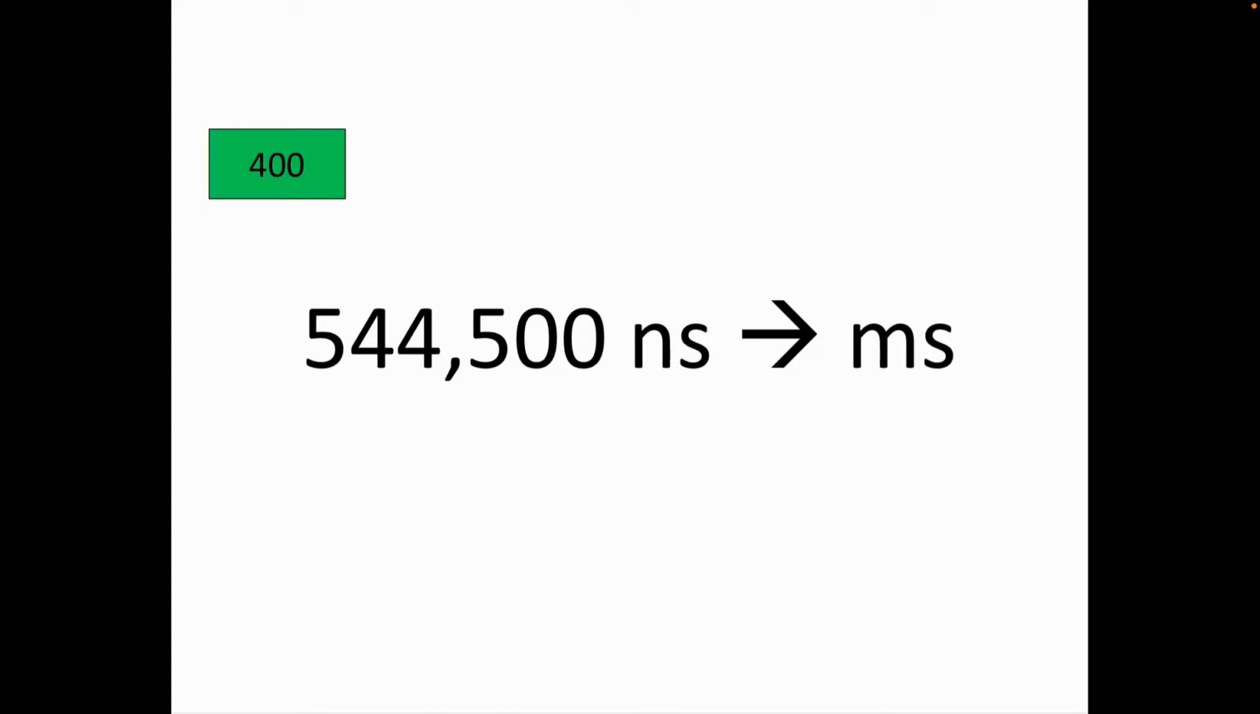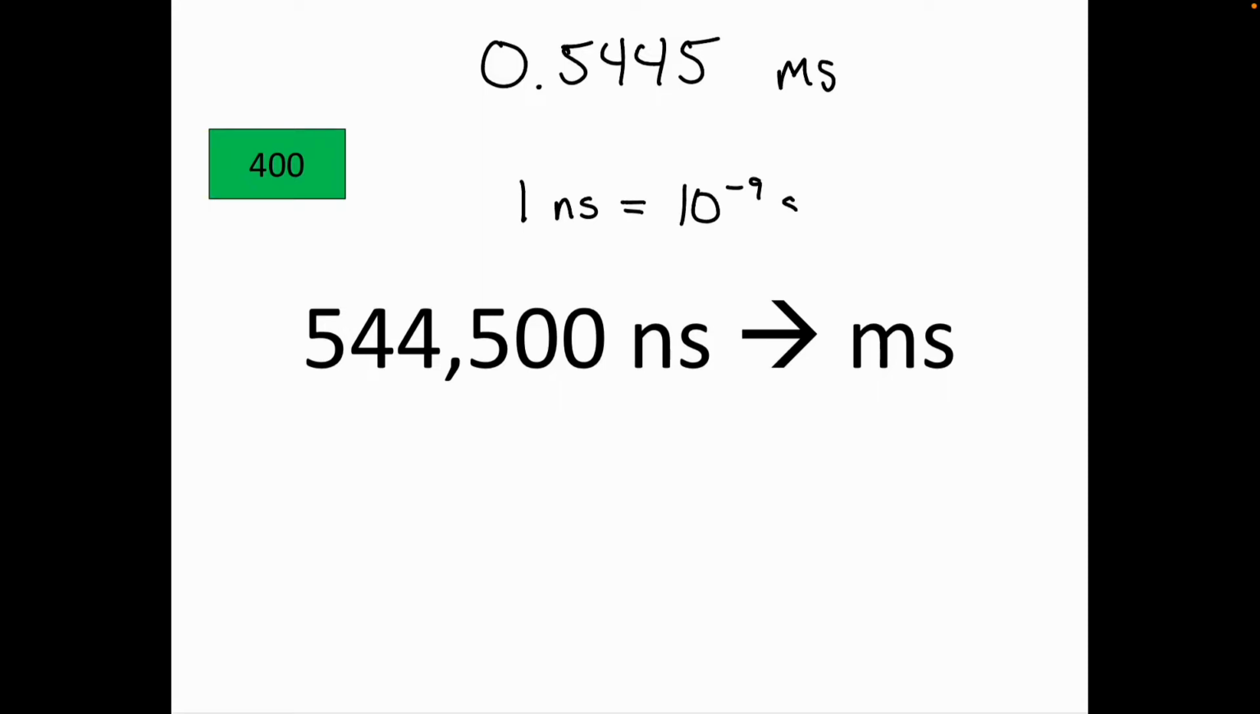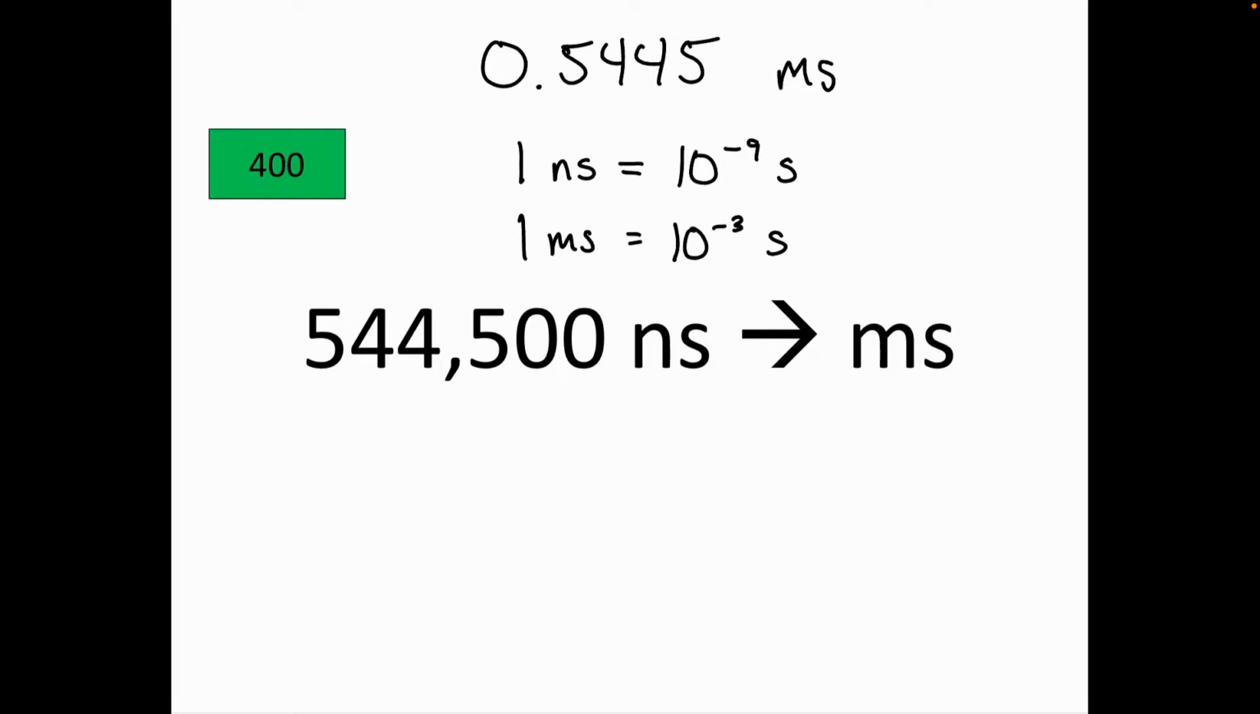All right, so the correct answer here would be 0.5445 milliseconds. Let's make sure that we can get this again. We're going to look at the metric prefix portion of our table. We see that 1 nanosecond equals 10 to the negative 9 seconds. Remember, the 1 goes before the prefix. And then we see that 1 millisecond is 10 to the negative 3 seconds.